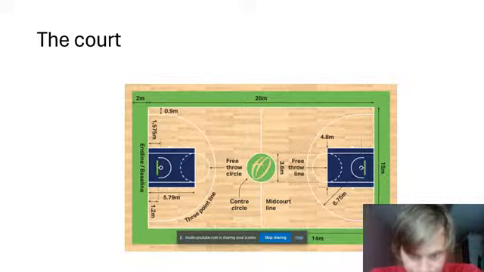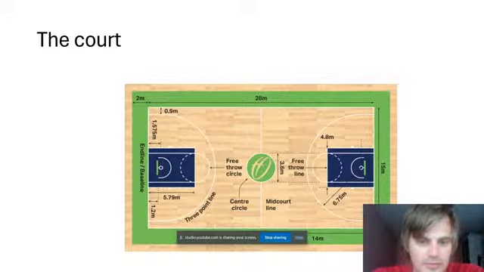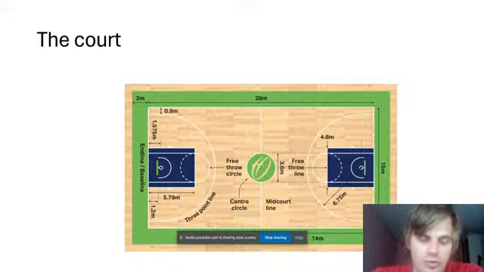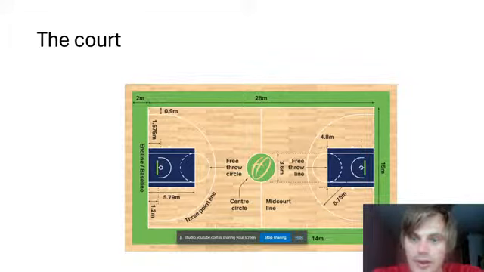We also have the center circle, which is 3.6 meters wide in diameter, and we also have the midcourt line, which spans the whole width of the court. And we also have a center circle to mark where our tip-offs are going to be.